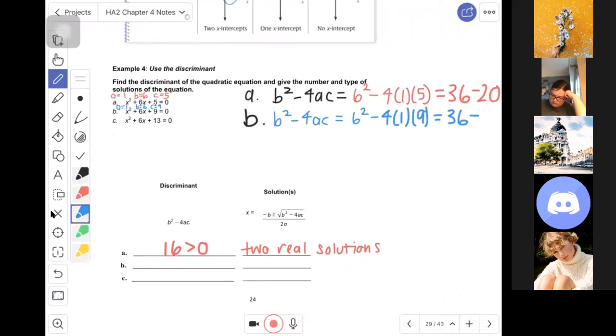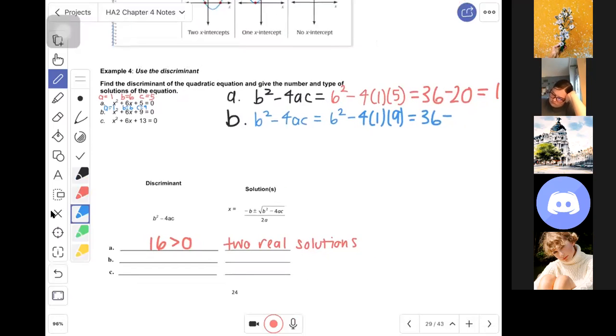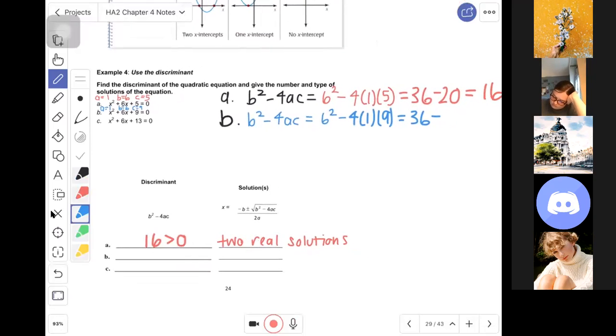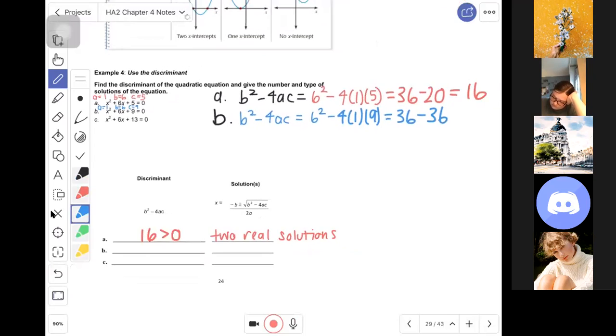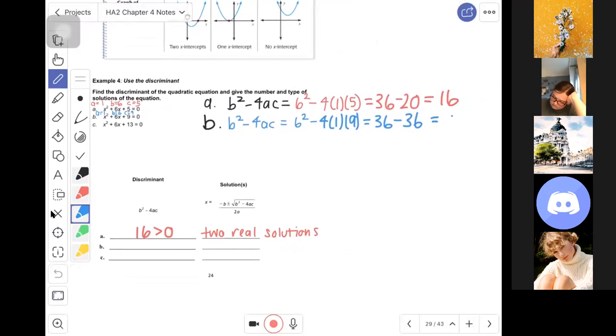Gabby Soul, what is negative 4 times 1 times 9, in part B here? Negative 27. One more times 9, or plus 9 again. Wait, 4 times 9 is 27, right? Or is it? Hold on. 36. Sorry. You're good. So then 36 minus 36 is 0.